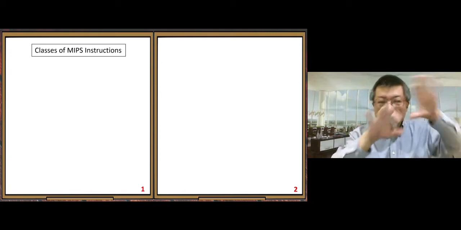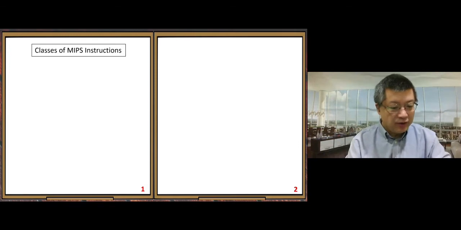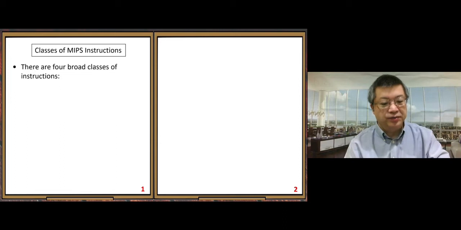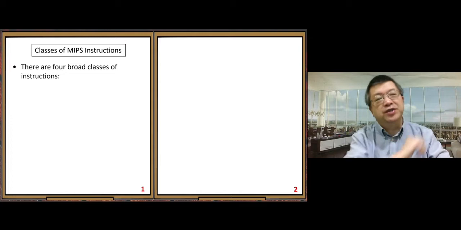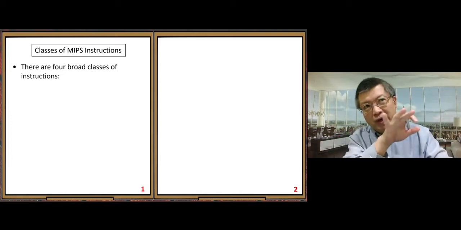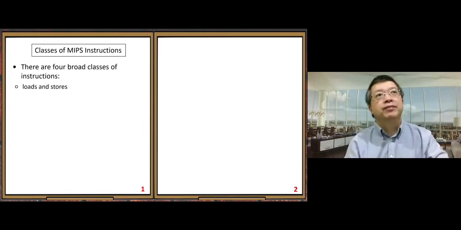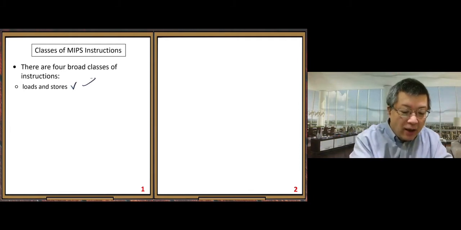So I talk about types and classes; there are different categories, and we organize them in different ways. First, let's look at the classes of MIPS instructions. There are 4 broad classes of instructions. The first one is loads and stores, because they are very special. For the MIPS architecture, only this type can access memory. That's the special thing.